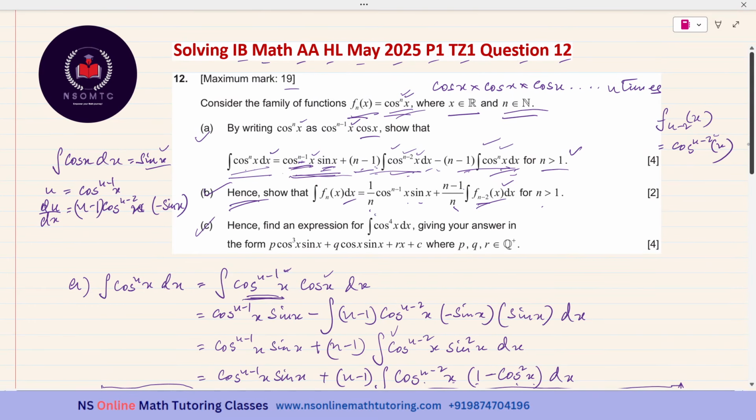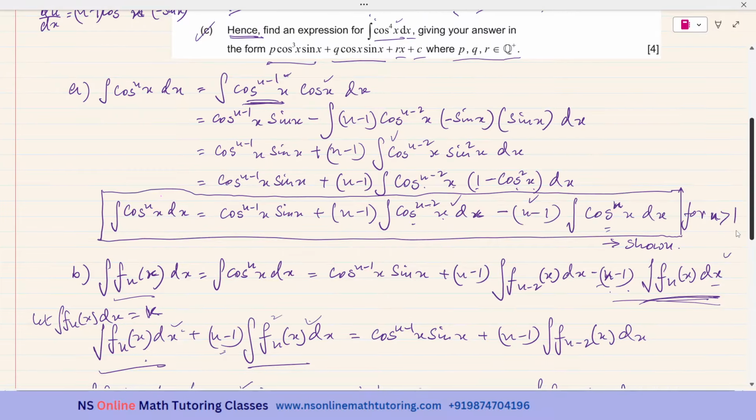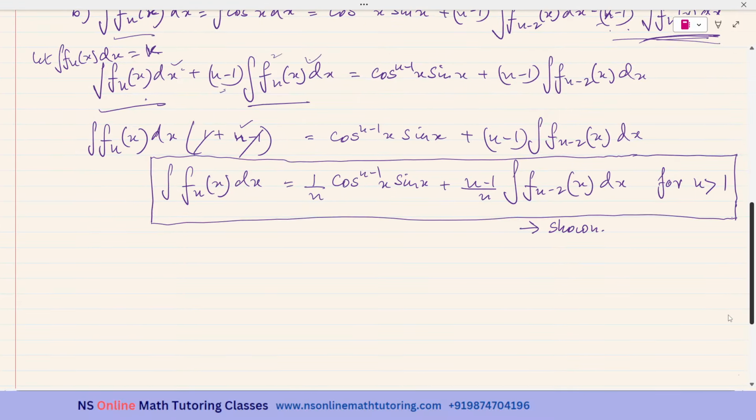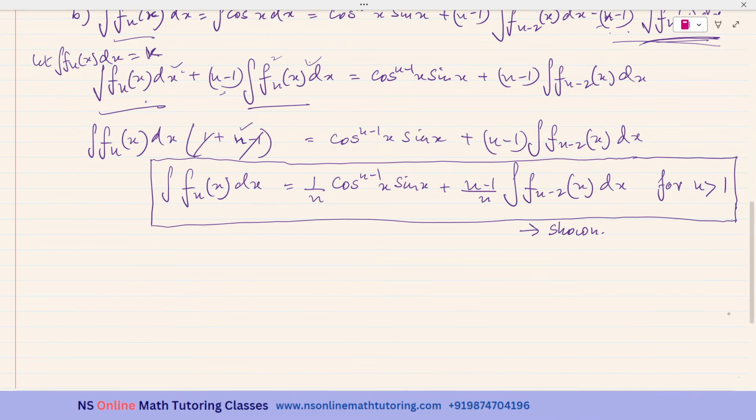So part C. Hence, find an expression for the integral of cos x raised to the power of 4 with respect to x, giving your answer in the form of p cos cube x sin x plus q cos x sin x plus rx plus c, where p, q and r are positive rational numbers. Okay, it is cos to the power of 4x. Fine. In place of n, we will be writing 4.